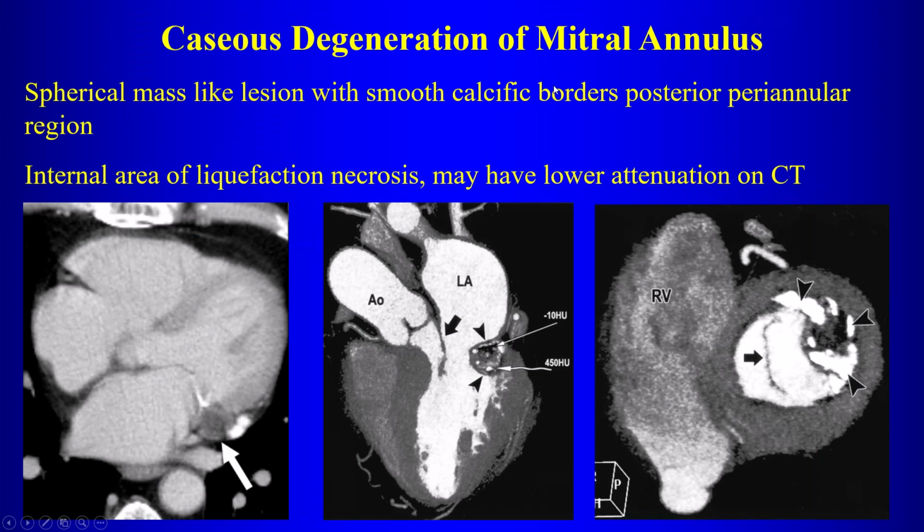So what this represents is caseous degeneration of the mitral annulus. This can give you a spherical mass-like lesion with calcification. May also have regions of lower attenuation as seen here, similar to fat because of liquefaction necrosis within that. This comes up usually on echocardiography. This looks like a mass, and so they will send the patient to imaging to see what the mass represents in this region related to the mitral valve.